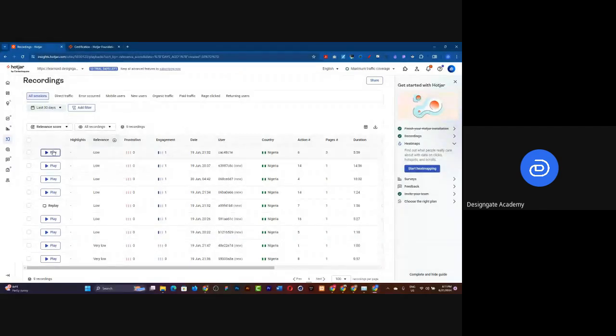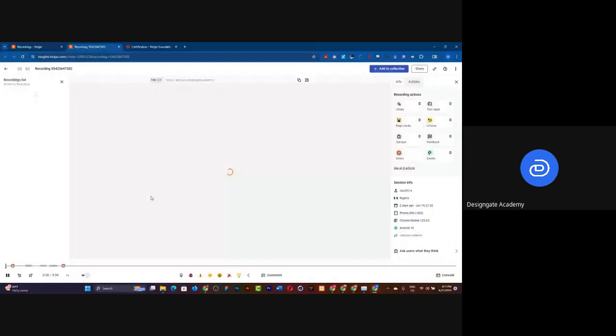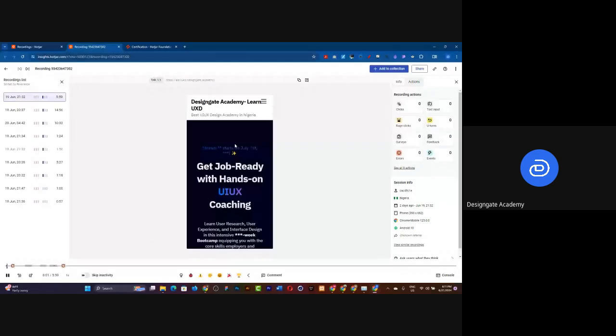For instance, if I click on play, you see it's going to open this particular page for me, where I can begin to see exactly how this person used the product. I see how they experienced it. You can see the person landed on the website, and the person scrolled. You can see all the action. The person made a U-turn right here. Okay, the person refreshed the page right here.